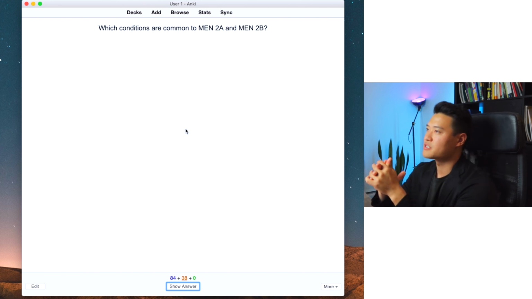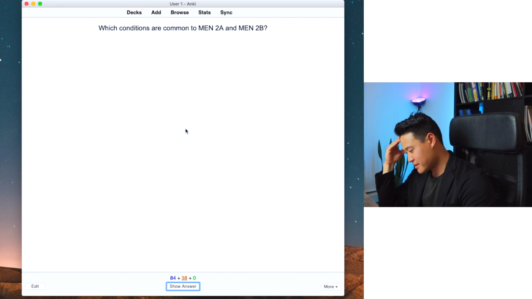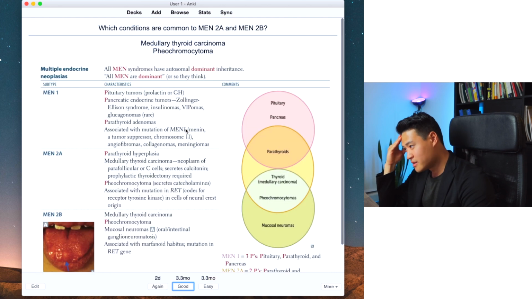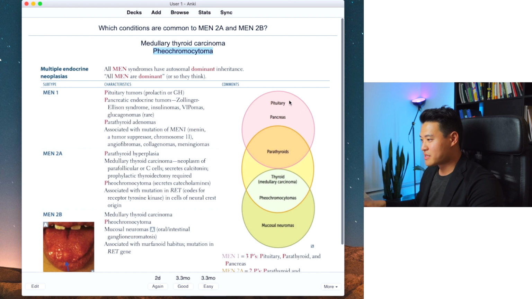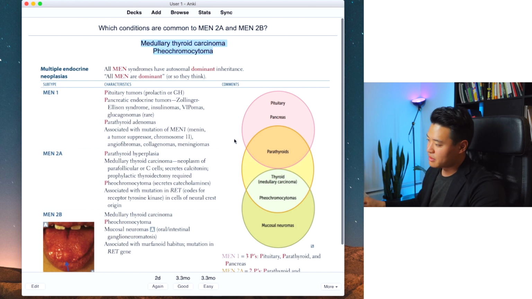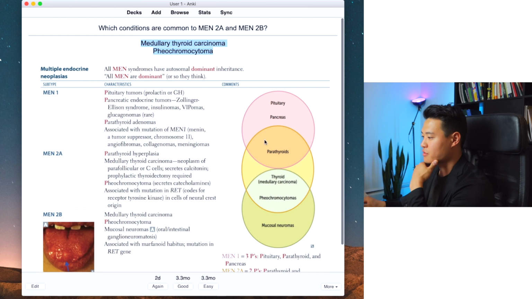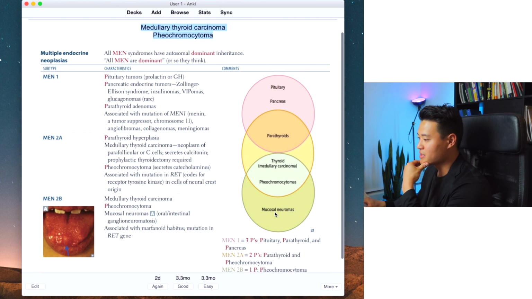Or follicular carcinoma, but I think it's medullary carcinoma. And then the next is pancreas, that's MEN 1. There's one other P that I can't remember. Pheochromocytoma. So it was medullary thyroid, not follicular. Medullary thyroid carcinoma, pheochromocytoma. I basically remember this by picturing the Venn diagram circles in my mind. So I reviewed this again because I had trouble getting to it. Thyroid medullary carcinoma, pheochromocytoma, mucosal neuromas.